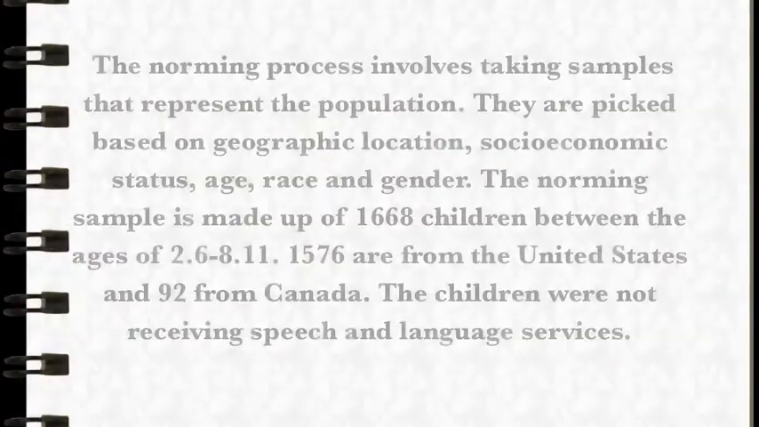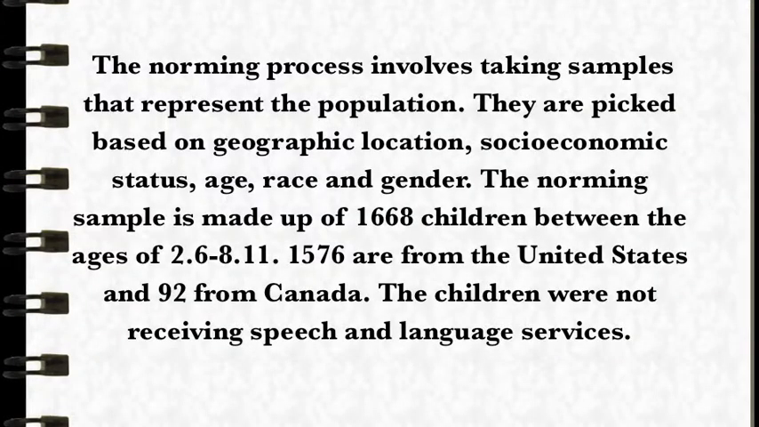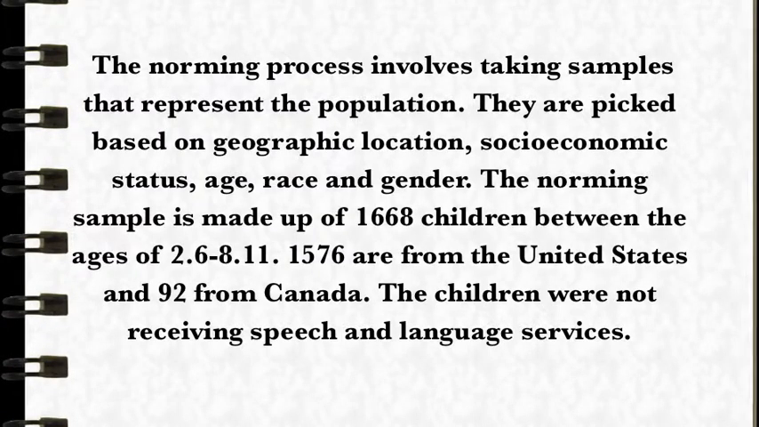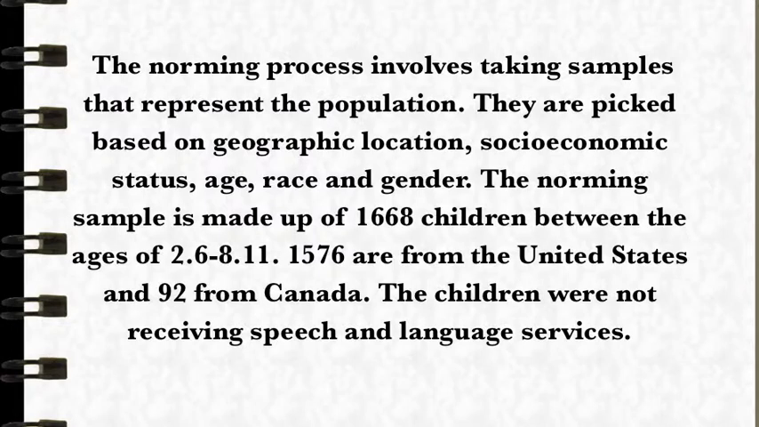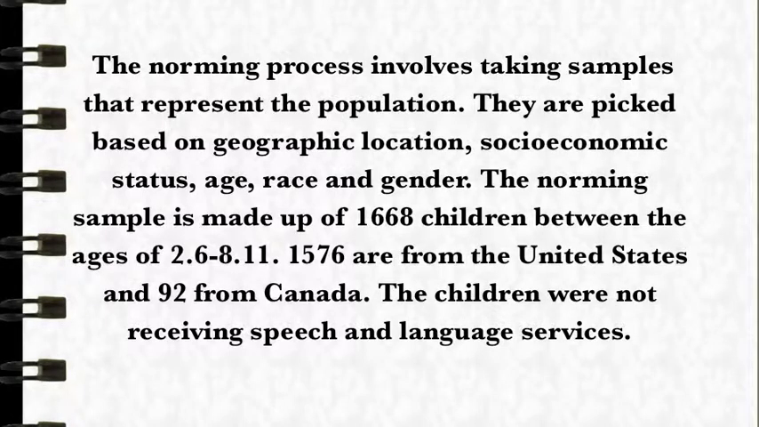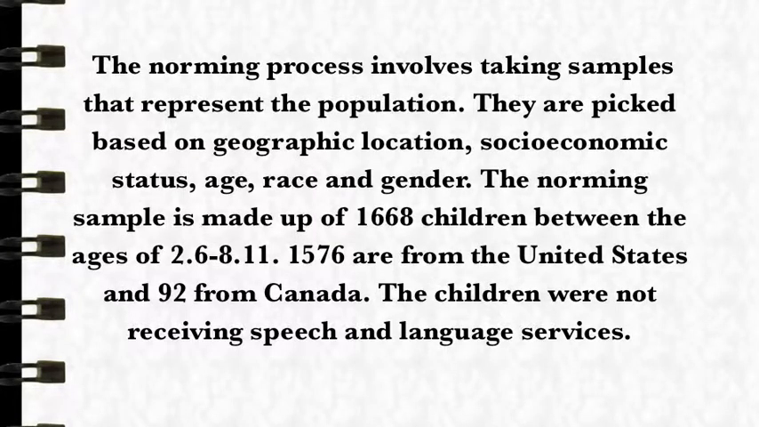The norming process involves taking samples that represent the population. They are picked based on geographic location, socioeconomic status, age, race, and gender. The norming sample for the CAP is made up of 1,668 children between the ages of 2 years 6 months and 8 years 11 months. 1,576 are from the United States and 92 are from Canada. The children were not receiving speech and language services at the time of the test. 10 subjects were excluded because they were showing speech and language deficits.